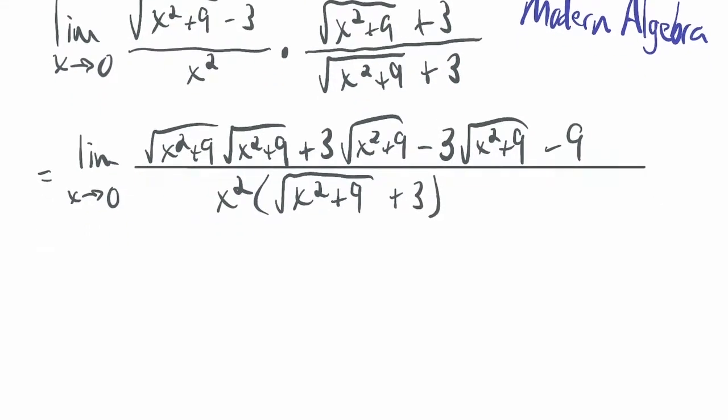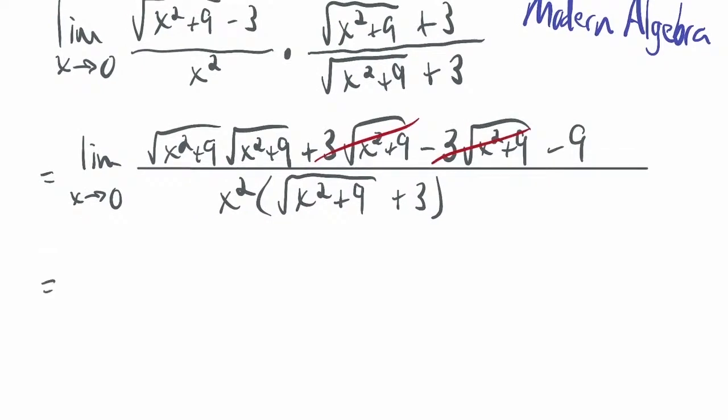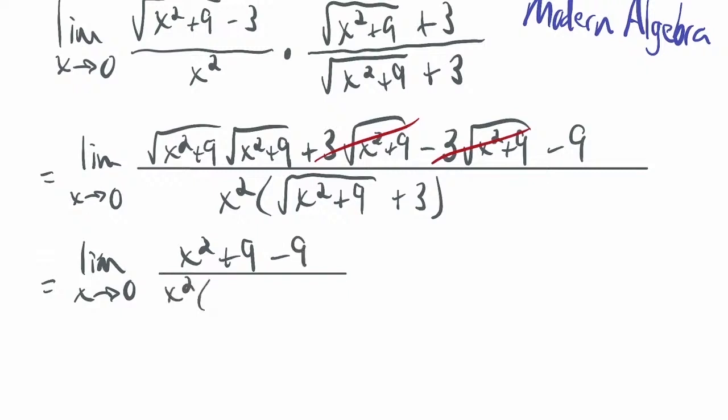Okay. So, as you may have noticed, we can cancel those two. Okay, so this is the limit as x goes to 0 of x squared plus 9 minus 9. And then on bottom, we still have x squared times the square root of x squared plus 9 plus 3. Okay, so it might be fairly obvious that these 9's cancel. 9 minus 9 is 0.